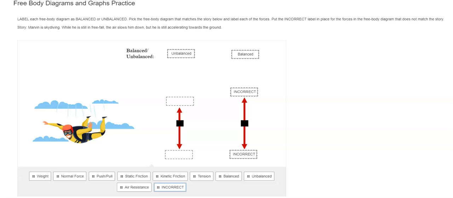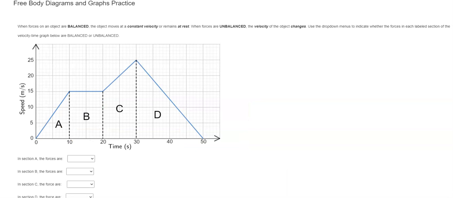All right, and one last kind of problem. We are going to have a couple of graph problems where you need to identify whether the forces are balanced or unbalanced straight from the graph. So this is a speed or velocity versus time graph. And if you remember, the slope is acceleration. So if we have a slope, we are going to have our object changing its speed or changing its velocity. So up here, I've written, when forces on an object are balanced, the object moves at a constant velocity or remains at rest.